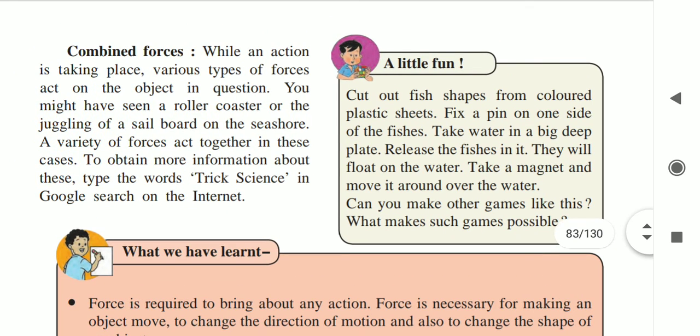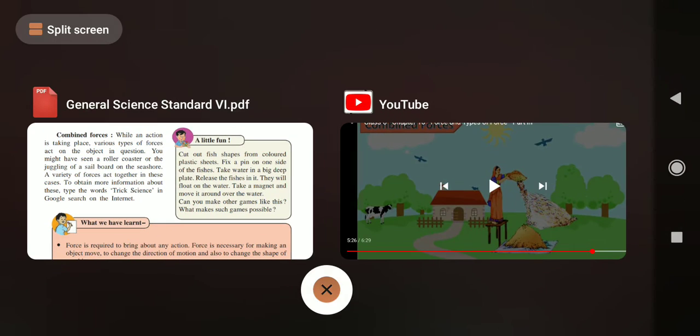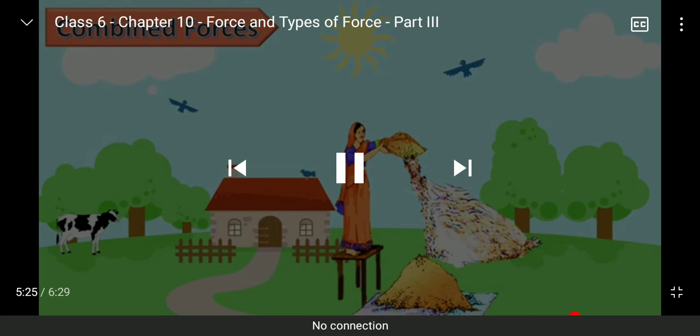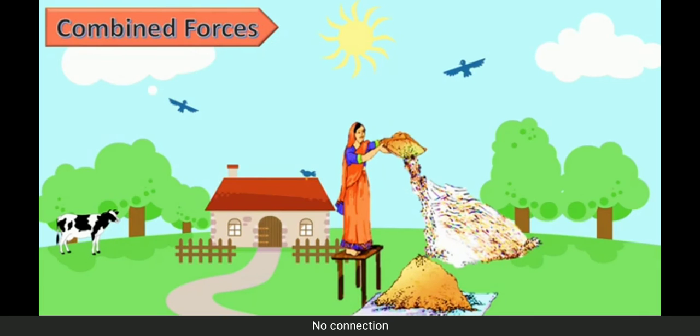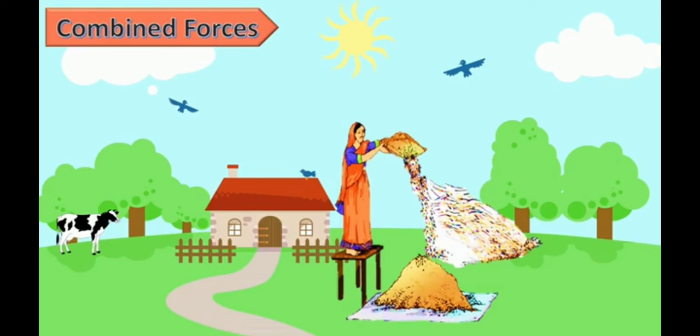What are combined forces now? Let's see the video. Combined forces. You can see a lady who is standing on a table there and who is trying to clean the grains by winnowing. Understood? This is called the winnowing method, by which all the unwanted things are removed from the grains and you get clean grains down. This is called winnowing.